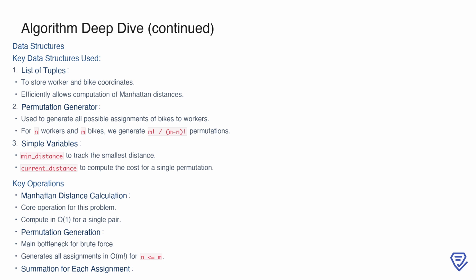The key operations in this algorithm include computing the Manhattan distance for each worker-bike pair, which is done in constant time for a single pair, and generating permutations, which is the main computational bottleneck. Summing up the distances for a single assignment involves iterating through the workers, making the operation linear in the number of workers, though this summation is repeated for each permutation, contributing to the overall complexity.